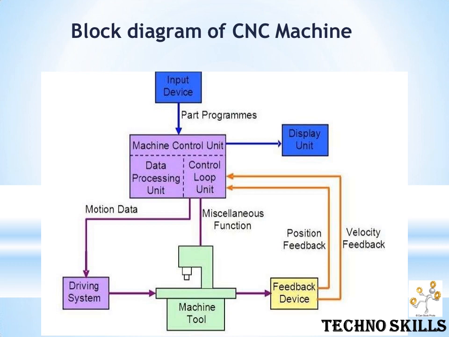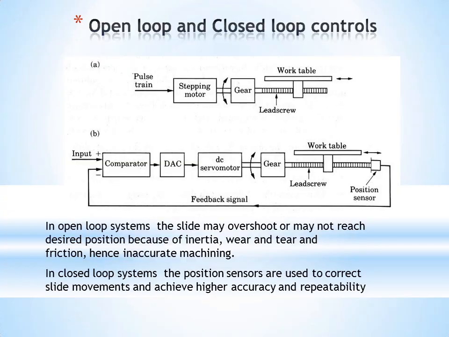There are two control loops, one is open loop control and the other is closed loop control. Let us see what open loop control is. In open loop control, there is no feedback signal for error correction. There is just an input, and the input may go to a stepping motor. The process takes place by changing the gear. Once the gear changes, the lead screw moves, and according to the movement of the lead screw, the work table moves.